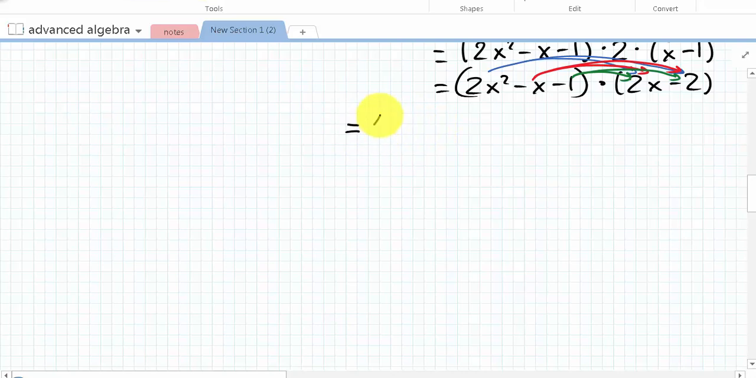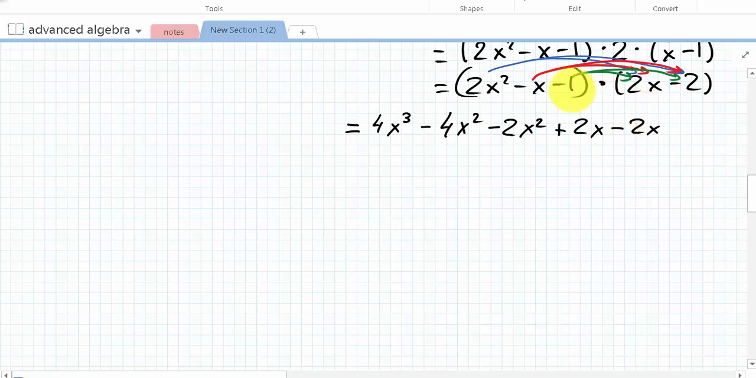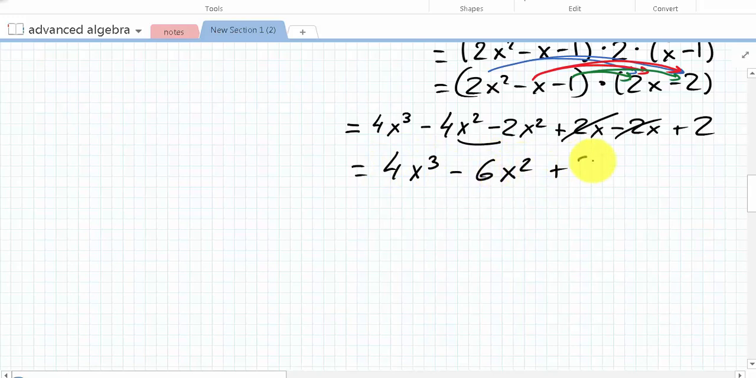2x squared times 2x, that's 4x cubed, minus 2x squared times negative 2, negative 4x squared, then minus x times 2x, minus 2x squared, minus x times negative 2 is plus 2x, and then minus 2x, negative 1 times 2x, minus 2x, and finally plus 2. So these two will cancel. I've got to combine these two, and finally I have 4x cubed minus 6x squared plus 2. Make sure you can do that, okay? Don't just look at me, try to do it too.